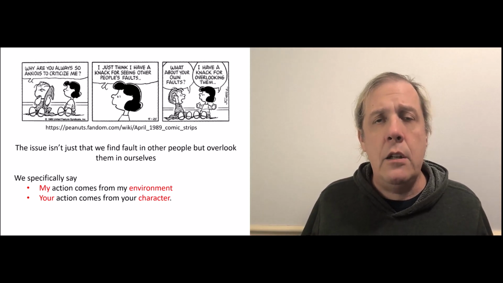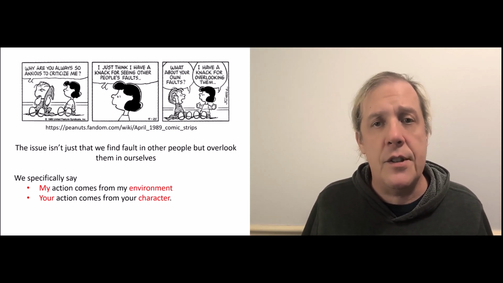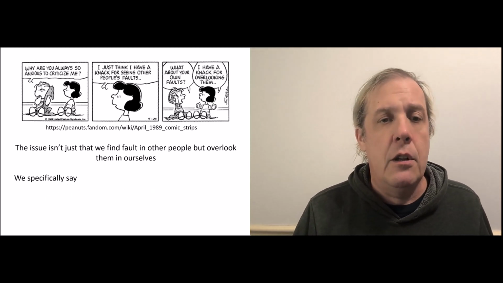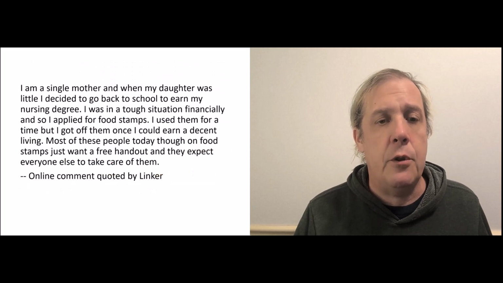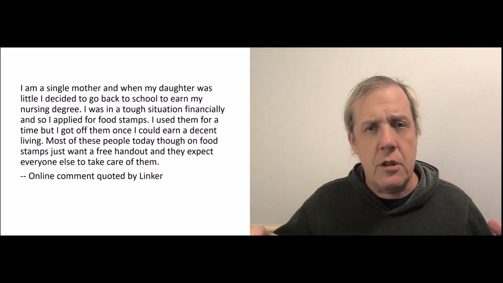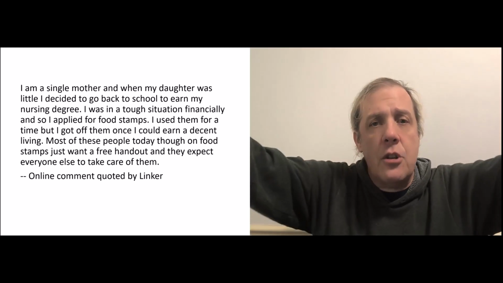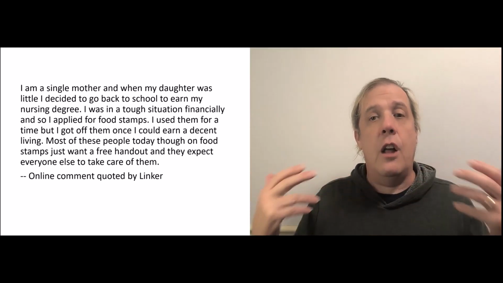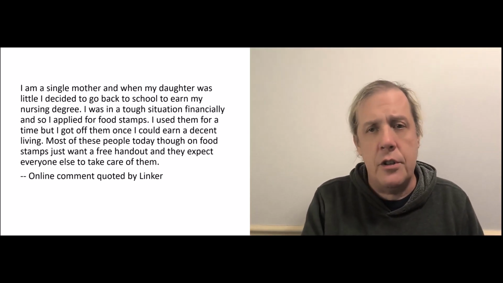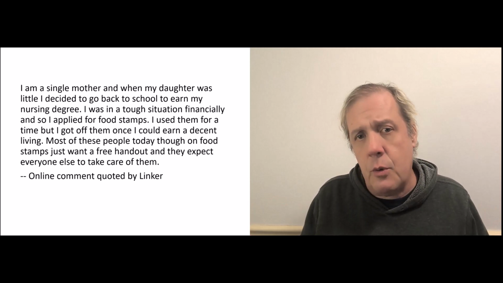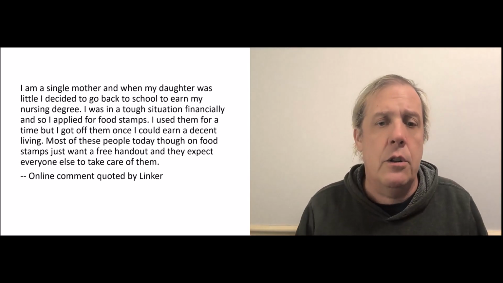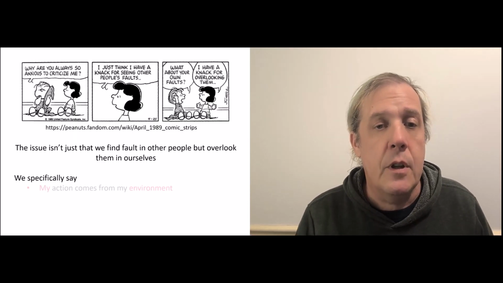We know the factors that go into our decision making, right? In the previous slide, the woman knows why she went on food stamps. She remembers the situation. So when you remember your particular circumstances, you think about the external stuff. On the other hand, when you think about other people, you don't know their situation as well because you're not in their situation. So you blame it on their character, the one thing that you do know. Okay.